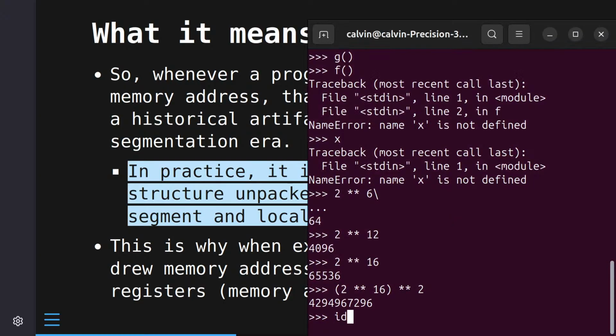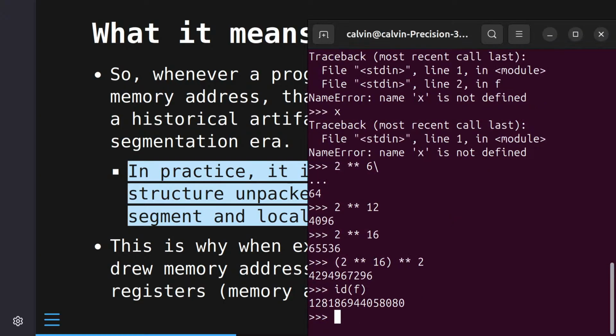We all know my favorite programming language allows you to do this. So Python, for example, can expose memory locations in some sort of bizarre way with the id function.